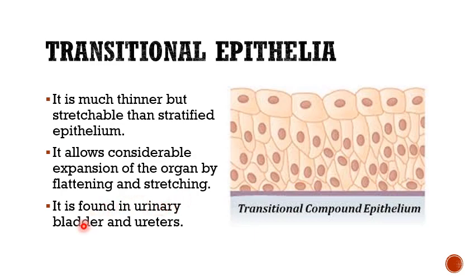So when urine is present in the urinary bladder, they become stretched out, they become flexible. But when there is no urine, they go back to the normal position. So that stretchable characteristic is present in the transitional epithelium. It is found in the urinary bladder and ureter.